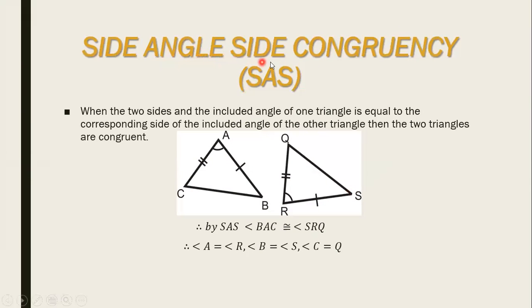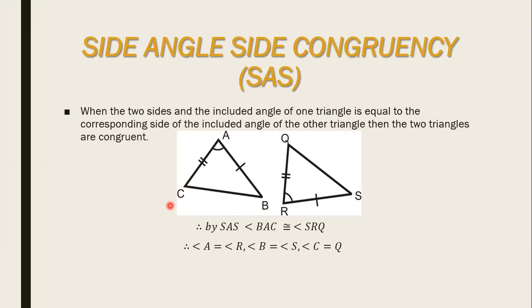Next is side angle side congruency. Before we have seen SSS, now SAS. When two sides and the included angle of one triangle are equal to the corresponding two sides and the included angle of the other triangle, then the two triangles are congruent. See here, what will happen is two sides and one angle. Two sides should be equal and one angle should be equal.